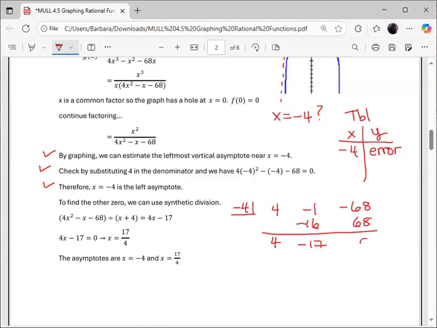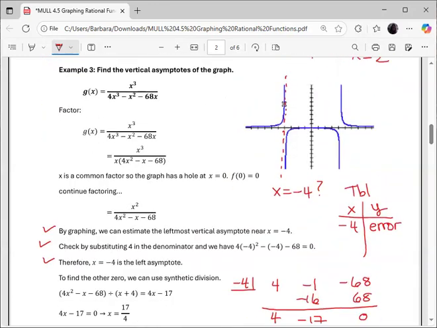Add, and we have a remainder of 0. And so what's left is 4x minus 17. Set it equal to 0 and solve for x. And so we have x equals 17 over 4. And so that's my other 0. And so we just found our other vertical asymptote. So our two vertical asymptotes are x equals -4 and x equals 17 over 4.